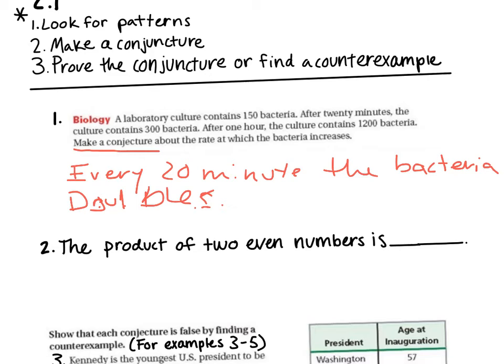Okay. Any questions on number 1? There can be more ways to reword this, but you're just stating a fact. When it says to make a conjecture, you're stating a fact, and it's asking about the rate at which the bacteria increases, so the fact has to be about the rate.